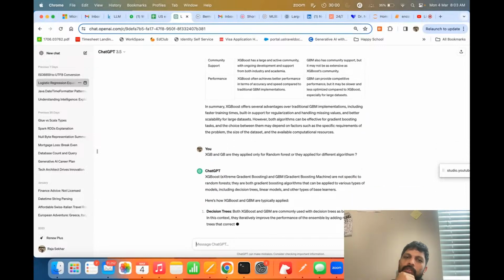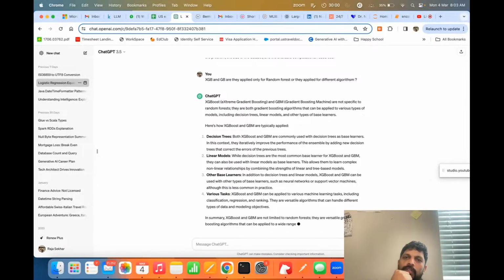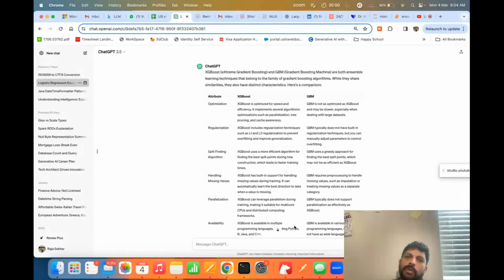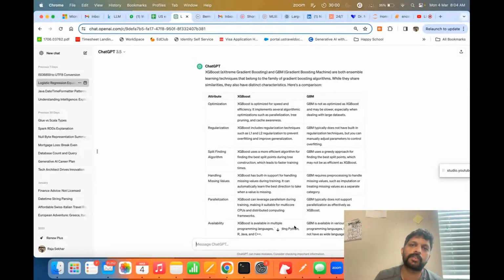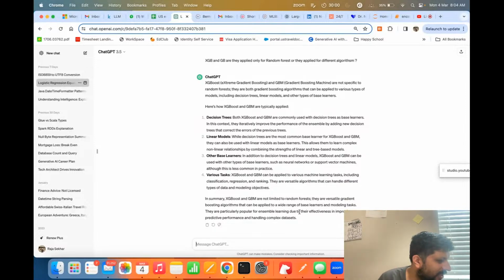They are not specific to random forest, they are both gradient boosting techniques. They can be applied to various types of models, including decision trees, linear models, and other base models, and to various machine learning tasks, including classification, regression, ranking. So XGB and GB are not specific to random forest and can be applied to anything. Oh, I missed this logic. I was thinking that XGB and GBM are specific to random forest. Good point. And I applied them also without knowing this.